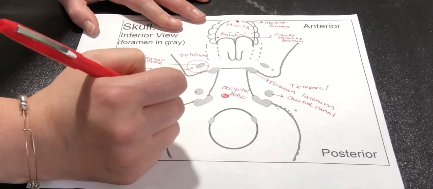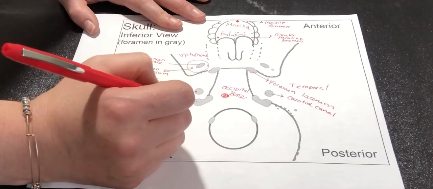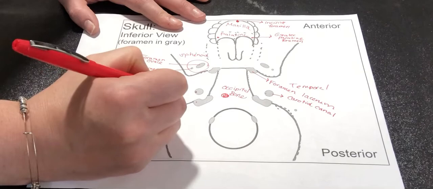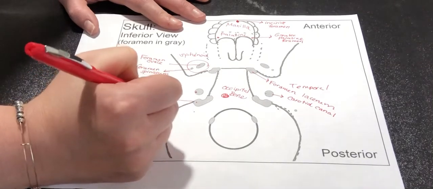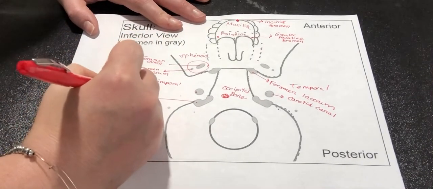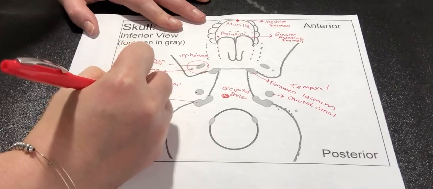We have our second junctional hole. We can see it on the internal view as well. This one connects temporal to occipital, and again looks like a jelly bean. We call it the jugular foramen.